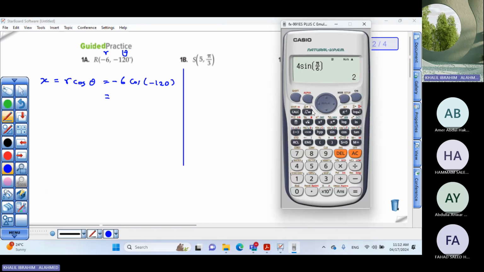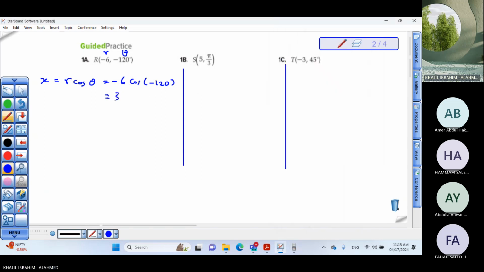You should use the calculator. Before using the calculator, you should convert your calculator to degree. Shift mode 3. Then write -6 cosine -120 to get the answer, which equals 3. So x equals 3.